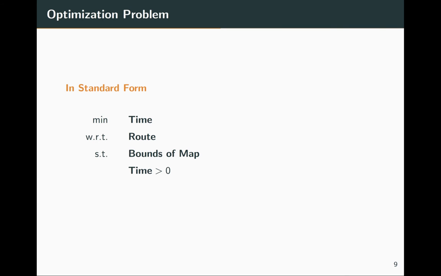So, subject to the bounds of the map, and then time must be positive, must be greater than 0. And you might ask yourself, well, why do we have to add that? Well, since we're minimizing time, if time can be negative, the algorithm is just going to go for the most negative time possible, which is not what we want. So we want time to be positive.